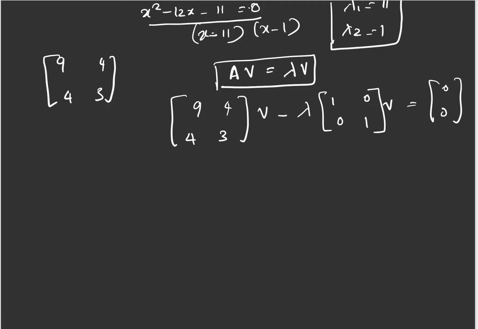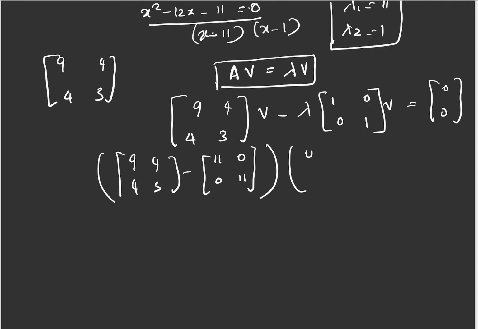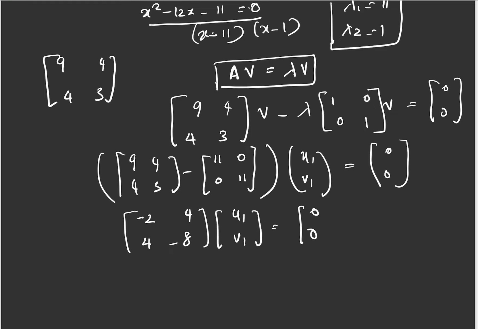I know the eigenvalues, so just substitute the eigenvalue 11: 9 4 4 3 minus 11 0 0 11, multiplied by my v. I will represent this v as u1, v1, equal to 0 0. Simplify this equation: 9 minus 11 is minus 2, 4, 4, 3 minus 11 is minus 8, times u1, v1, equals 0, 0.